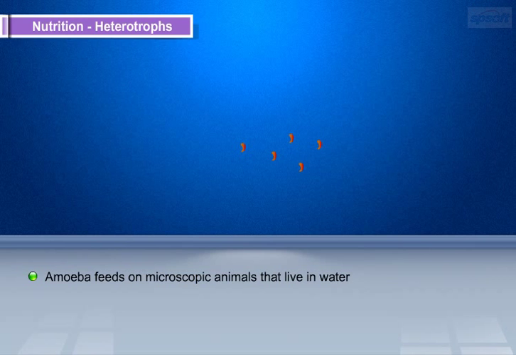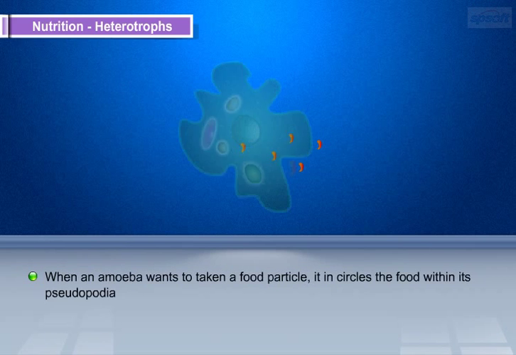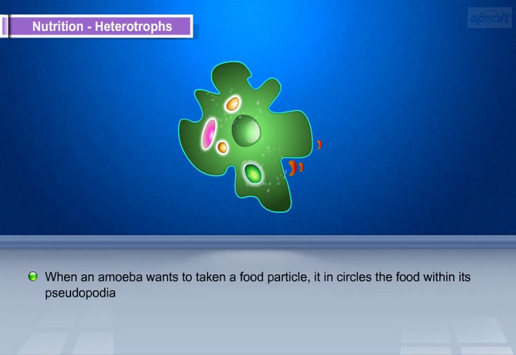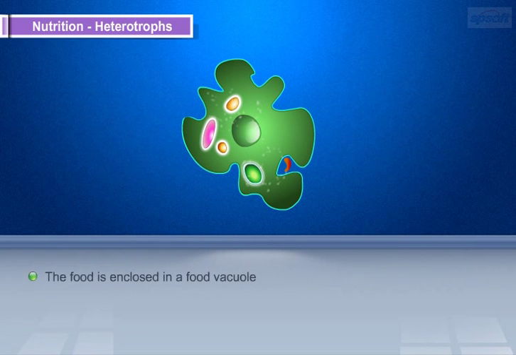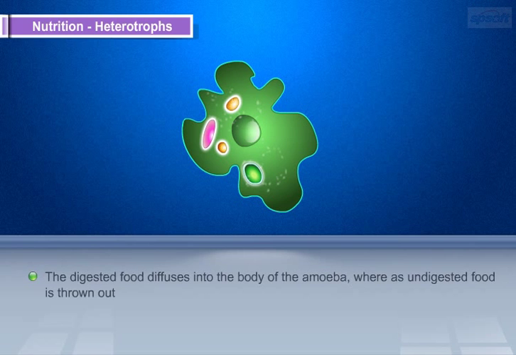Let's study more about amoeba. Amoeba feeds on microscopic animals that live in water. When an amoeba wants to take a food particle, it encircles the food within its pseudopodia. The food is enclosed in a food vacuole. The food in the food vacuole is digested by lytic enzymes. The digested food diffuses into the body of the amoeba, whereas undigested food is thrown out.